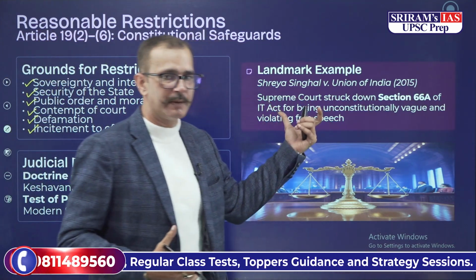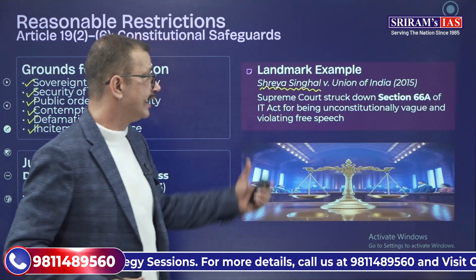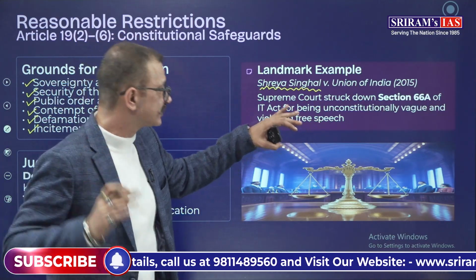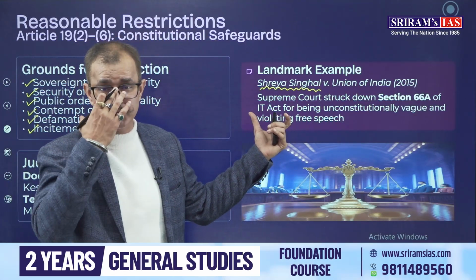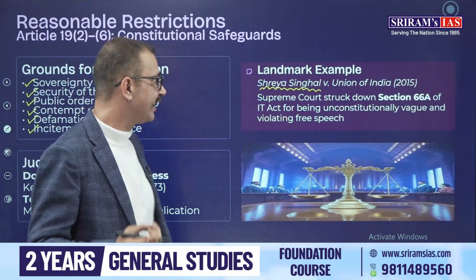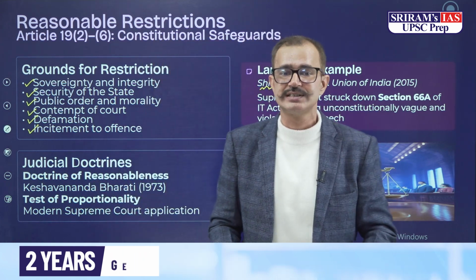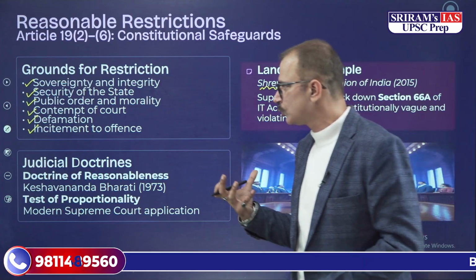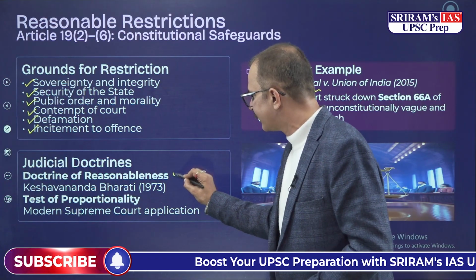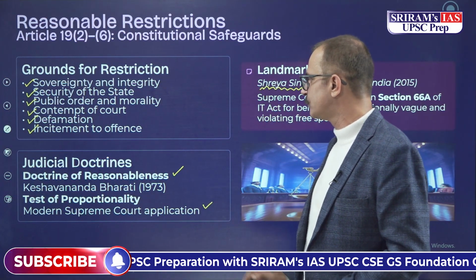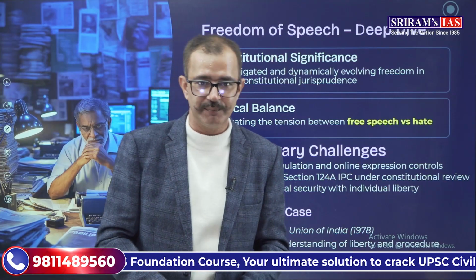Over here, there is a landmark example, Shreya Singhal versus Union of India in 2015, where the Supreme Court struck down Section 66A of the Information Technology Act for being unconstitutionally vague and violating free speech. So that was the Shreya Singhal case. And there are certain judicial doctrines that have also been propounded. For example, in the Kesavananda Bharati case, there was the doctrine of reasonableness, and in modern Supreme Court application, the test of proportionality has been propounded for the right to freedom.